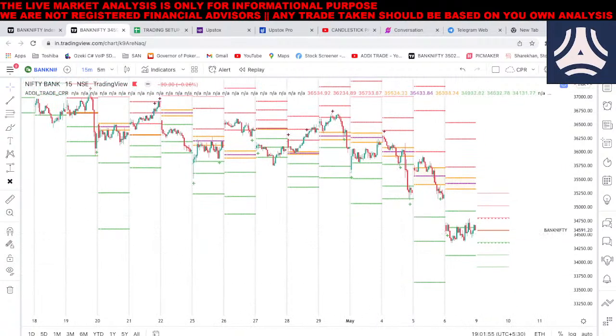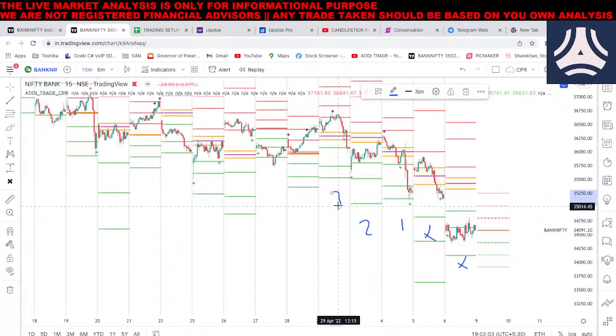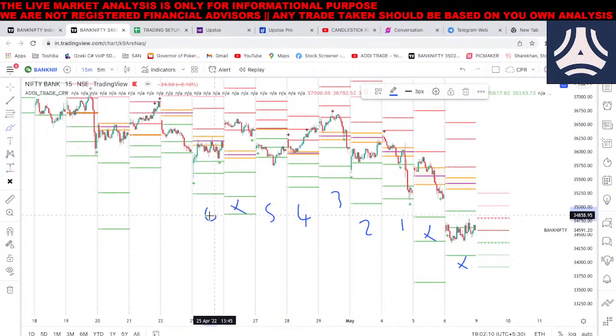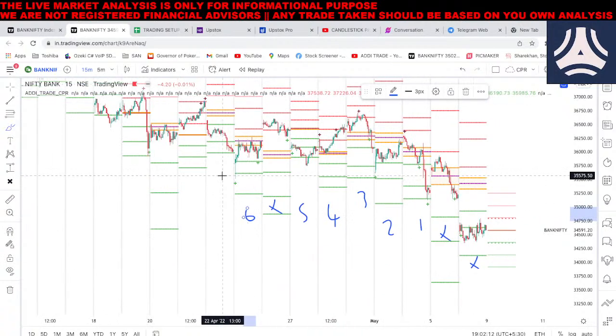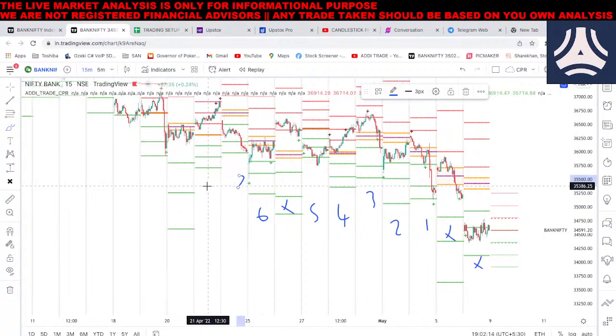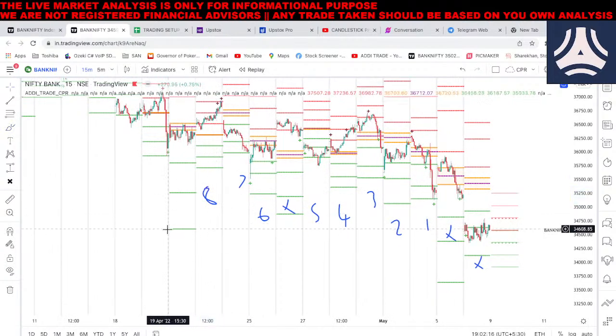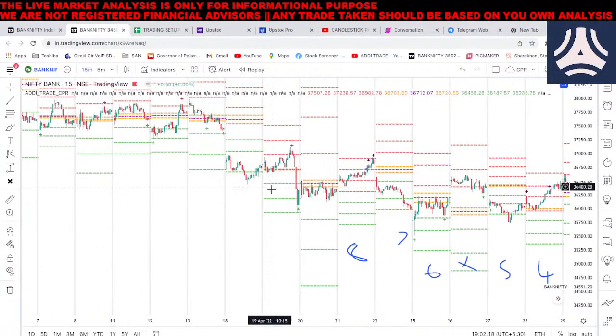Okay, I just need to mark this quickly again. Or mark this no trading. 1, 2, 3, 4, 5, trading 6, 7, 8. So almost 8 days we have got a nice trade.